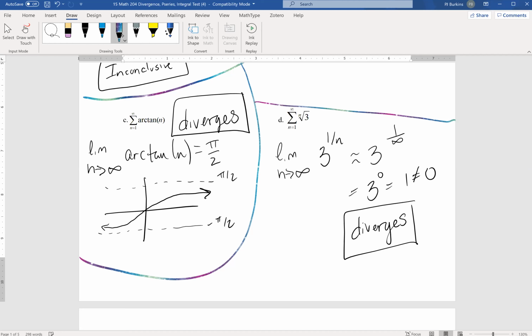So any questions about test for divergence? Right, it basically says take the limit as n approaches infinity. If you get 0, it tells you nothing. If you get anything else, it diverges.